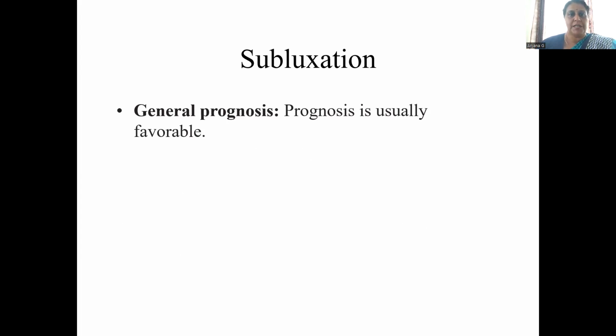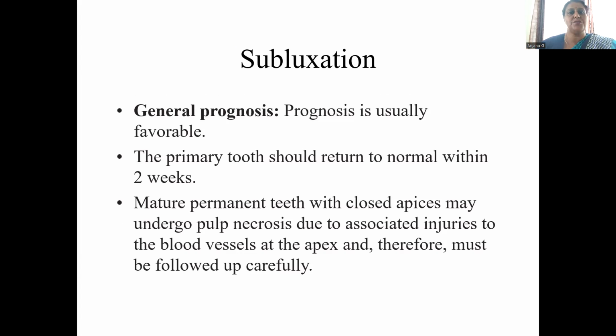Prognosis is usually favorable. A primary tooth should return to normal within 2 weeks. Mature permanent teeth with closed epiphyses, as in case of concussion, may undergo pulp necrosis due to associated injuries to the blood vessels at the apex and therefore must be followed up carefully. So a pulp vitality test is a mandate after 2 weeks.